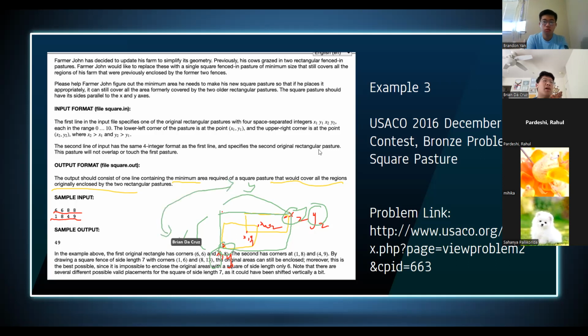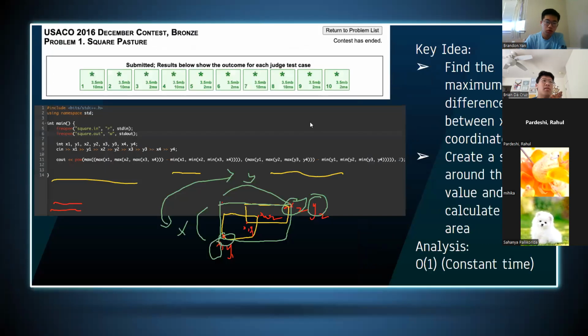So we want to make sure at least that the entire area is covered. And then we're just going to square that value because we're going to take the entire length. Even if we have extra area, it's okay because we need the square. We need the pasture to be a square instead of a rectangle, as given in the problem. So that's optimal.